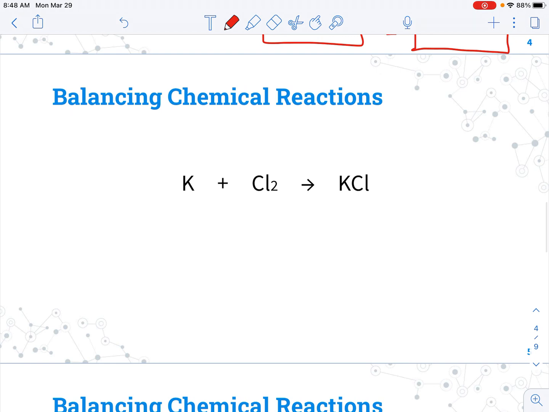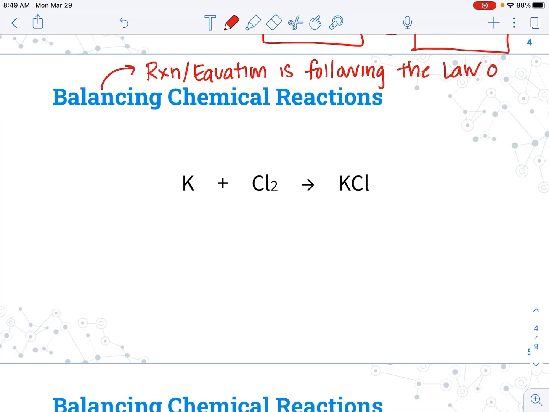Balancing really just means to make sure that our reaction or our equation is following the law of conservation of mass. Otherwise we're violating it, and we know if it's a law, it's been proven over and over by multiple pieces of evidence.